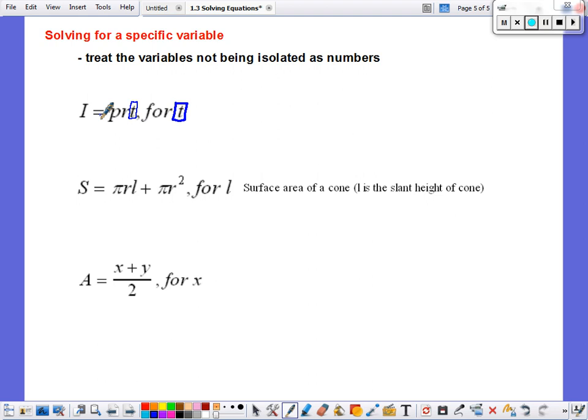So if it helps, if you're not sure where to go, simply write this problem with everything else being a number. And say, well, okay, in this problem, what would we do?